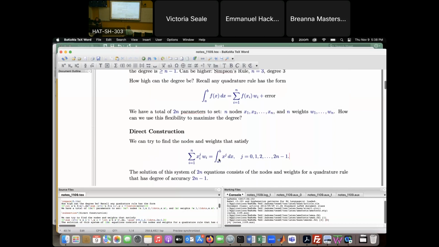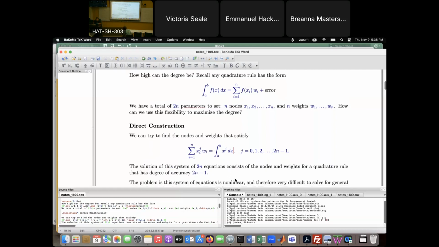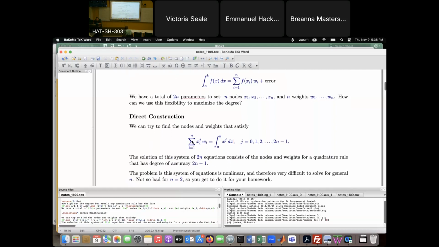So if we can solve this system, then because the quadrature rule would handle all of these integrals exactly, we can say that this quadrature rule has degree of accuracy 2n minus 1. So you might think, okay, no problem. We'll just go ahead and solve this, and we have our maximal degree quadrature rule. But here's the problem. This is a nonlinear system of equations. This isn't one of those cases where you can apply row operations, do elimination, substitution, and you're done. It's a whole lot nastier than that.